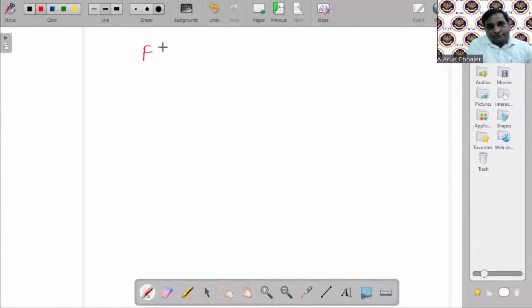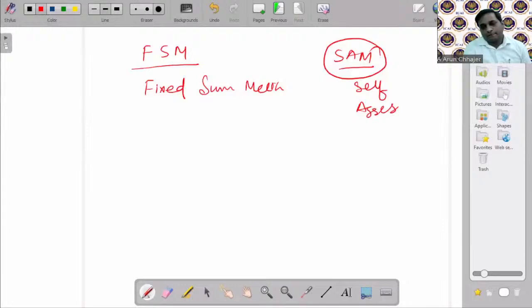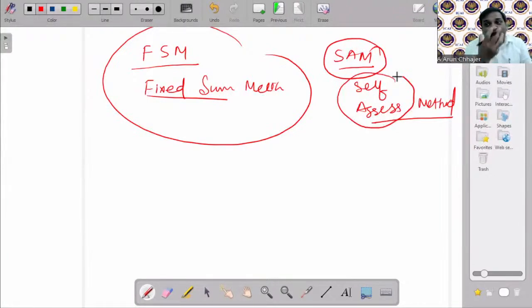Can we pay the taxes by using FSM or SAM? Any? Yes, you can choose as per your choice. You can switch as per your choice. The name is called the fixed sum method, and it is called the self-assessment method. By the name, it is clear that it is talking about a certain fixed liability. And by the name, it is clear that it is talking about actual calculation.